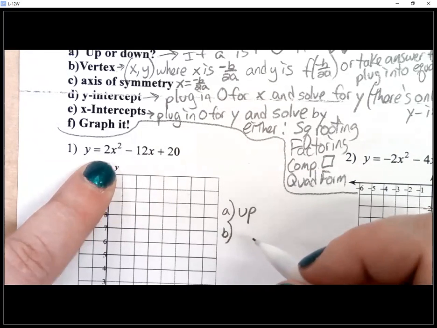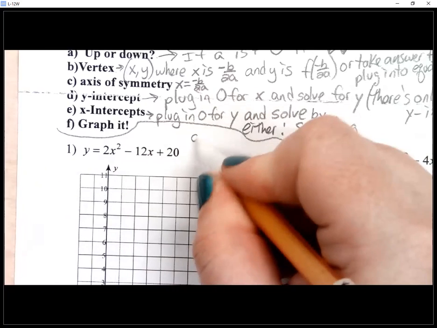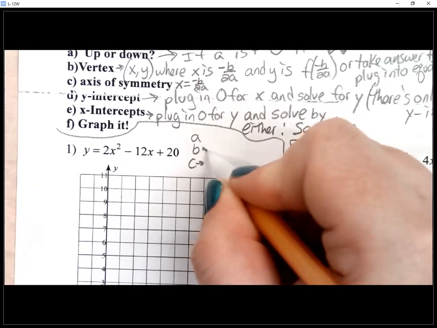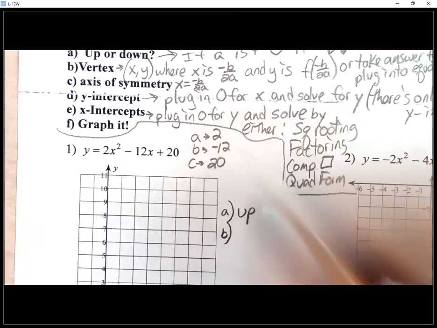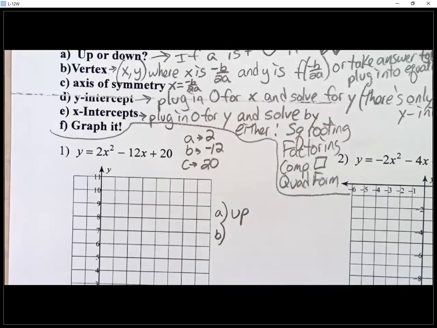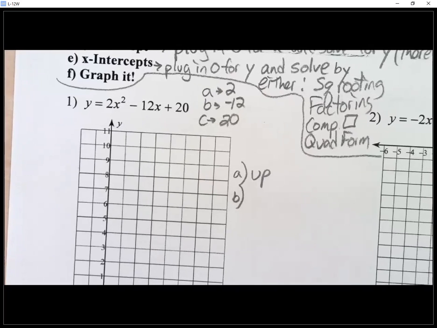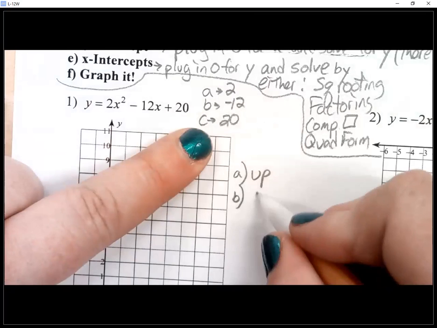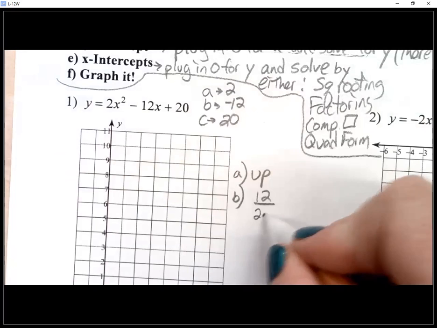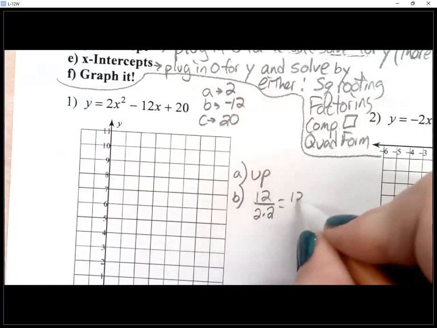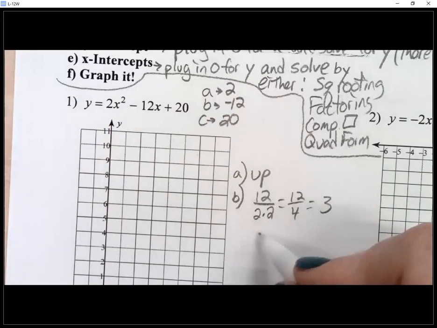2, find the vertex. So this is where I do negative b over 2a. So it might be helpful. I'm going to list my A, B, and C just so I have them. A is 2, B is negative 12, and C is 20. Right? So let's do negative b over 2a. So that's going to get me positive 12 over 2 times a, which is 2. So I get 12 over 4, which is just 3, right? That means my vertex is at 3 comma something.